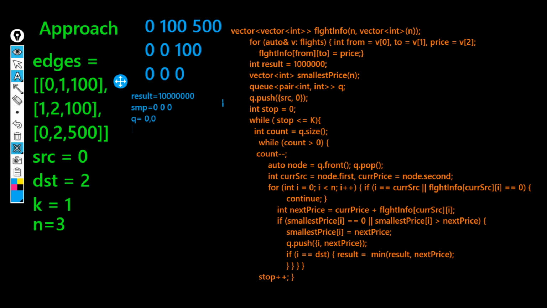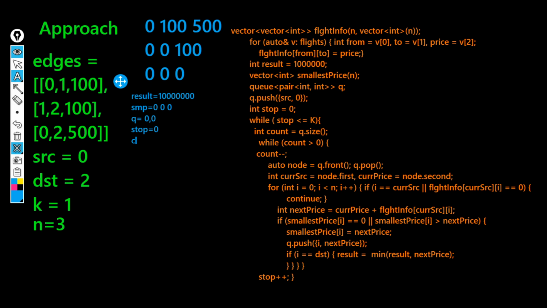Now after this I will initialize a stop. Now what stop is doing is, it is just running the loop, just k plus 1 times. Suppose k is 1, so the loop will run 2 times. So we will write stop equals 0 initially. So the first condition will be compared. Stop is less than or equal to k. So k is 1, so stop is less than k. So the condition becomes true.